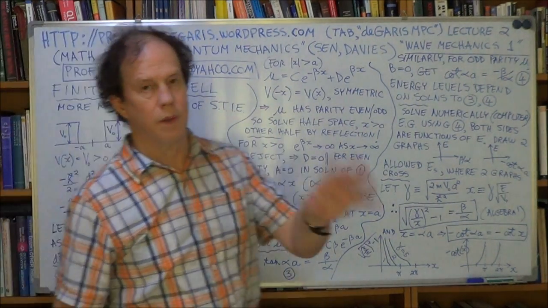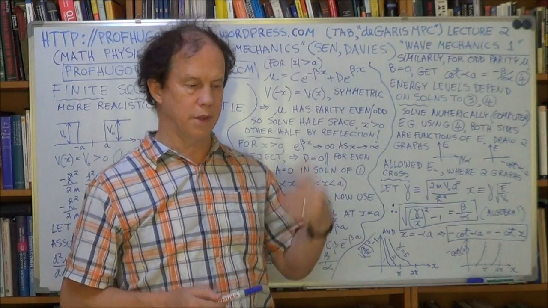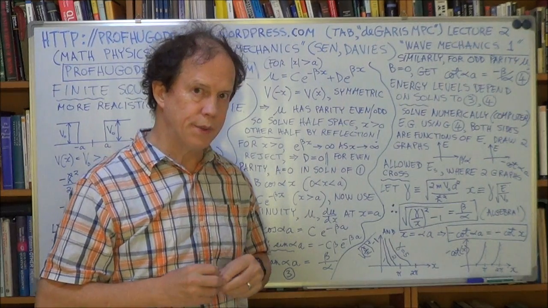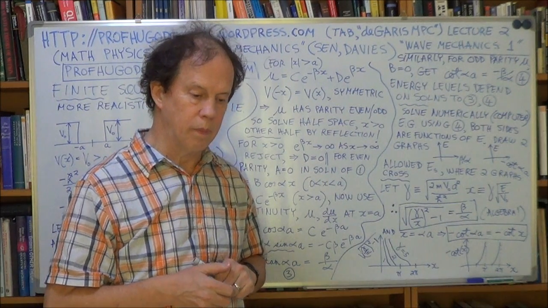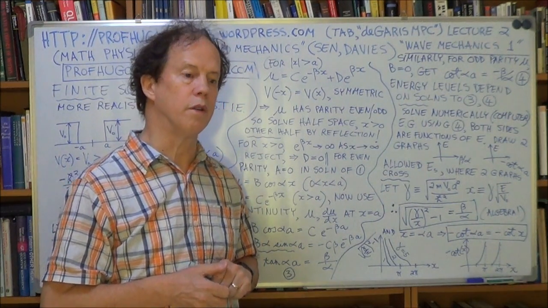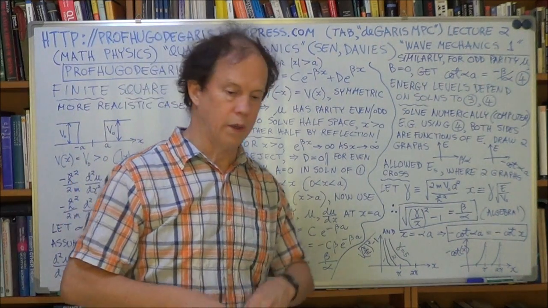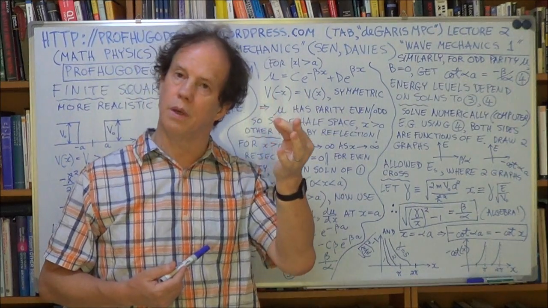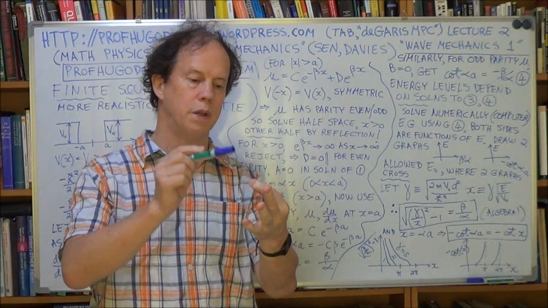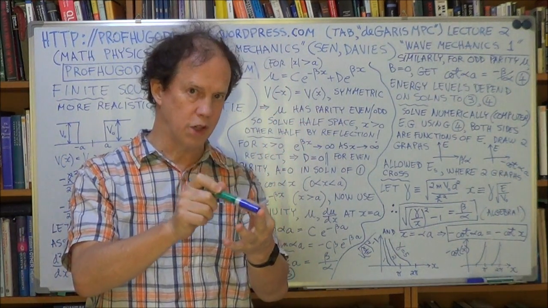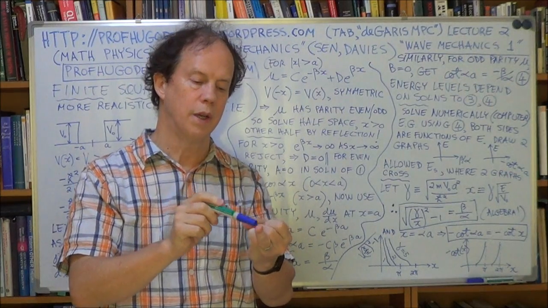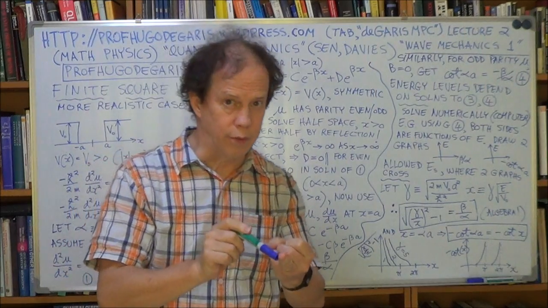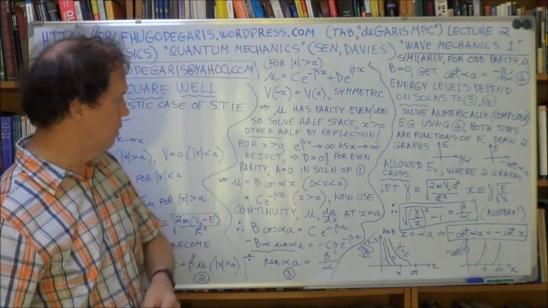Now remember, we've done this before. This is now the third time we've been doing this. You impose your conditions on your wave function: single valued, normalizable, and continuity in the wave function itself, and continuity or smoothness in the first derivative of the wave function. Okay, those conditions.